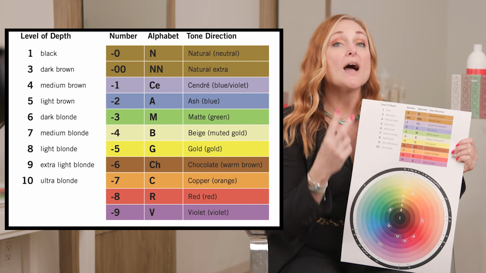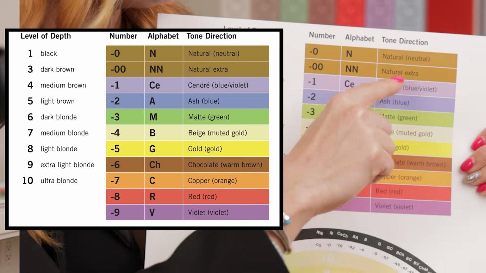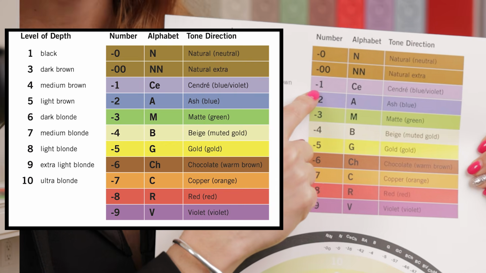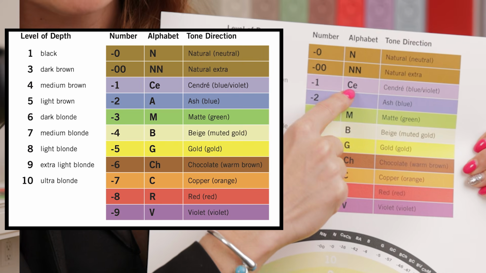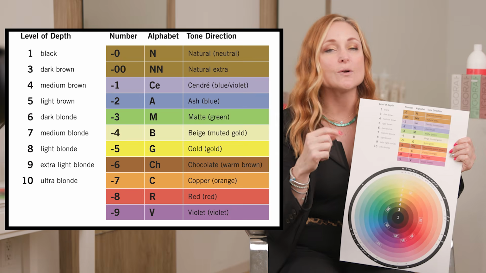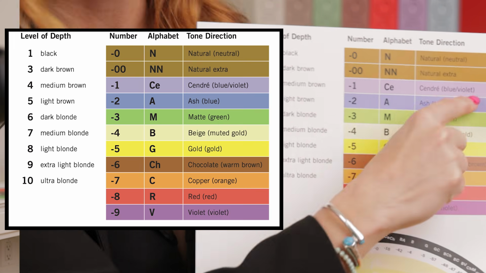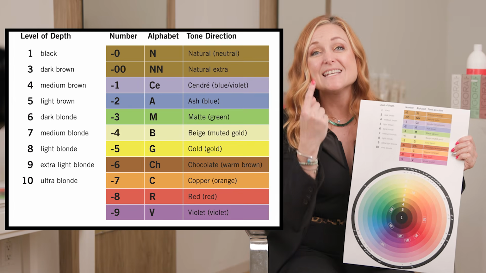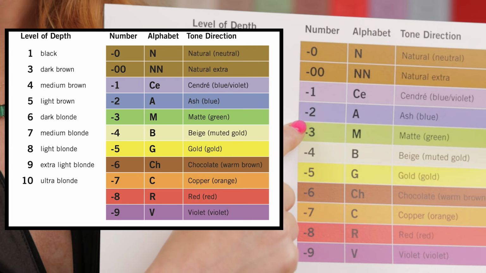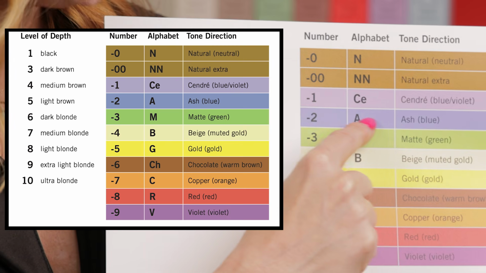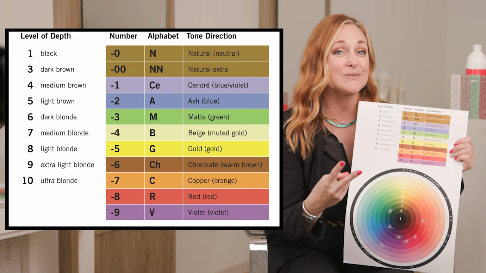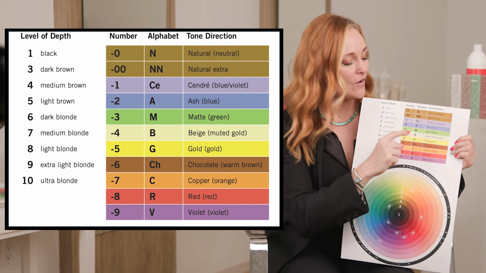That one means there's extra pigment weight, 25% more pigment weight, and that is natural extra. The next one is dash 1. Dash 1 is called cendré. It is a blue-violet, and it also has CE for cendré. It makes it easy to understand, and if you look, it's listed on a blue-violet box. Dash 2 then is called ash, and that is a blue color direction. Therefore, we have an A for ash, right on a blue box on this swatch chart.